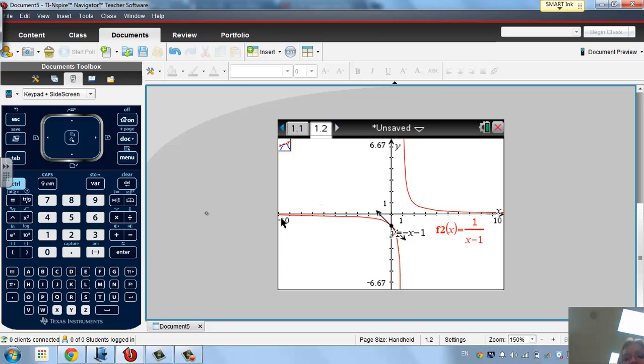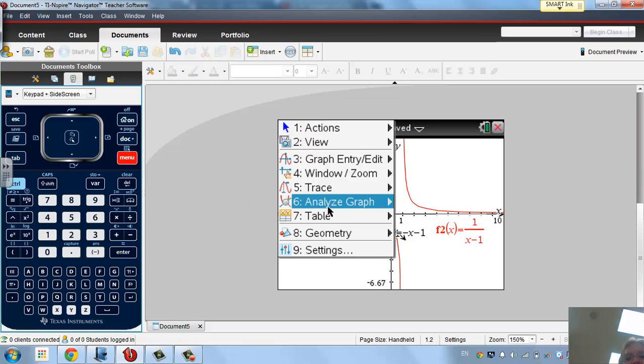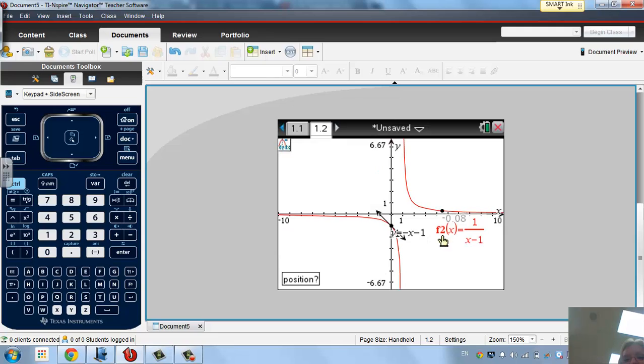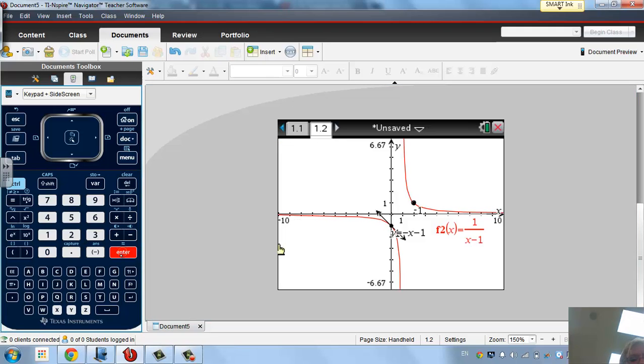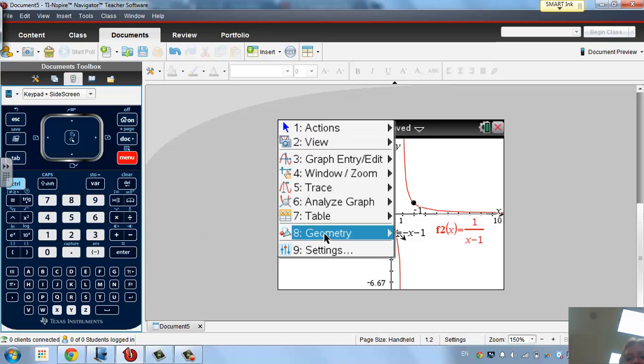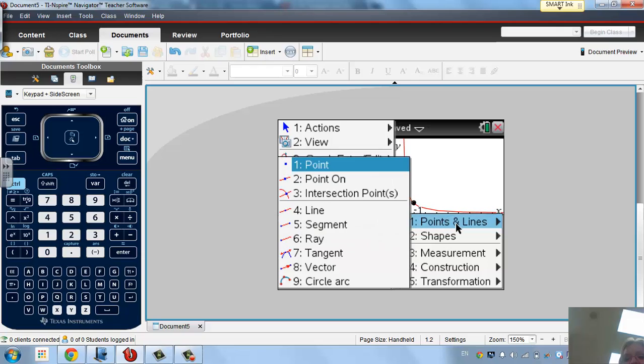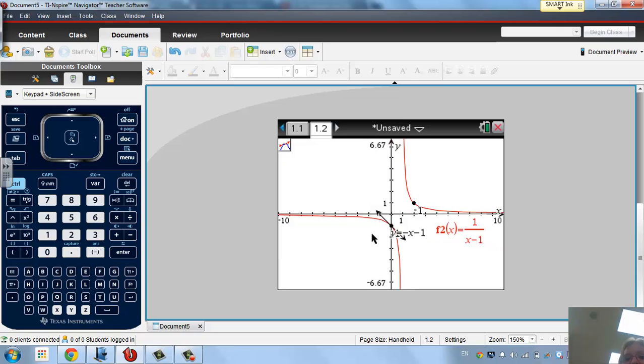And we can do the same for the other. Menu, analyze graph, do your derivative, and the other one was at the point (2, 1). So we're going to put 2 in there, hit enter. See, the slope is negative 1. Now let's do our tangent line. Menu, geometry, we want to find a line, and it's a tangent line right here, so we're going to click on it, and it tells you that's y equals negative x plus 3.